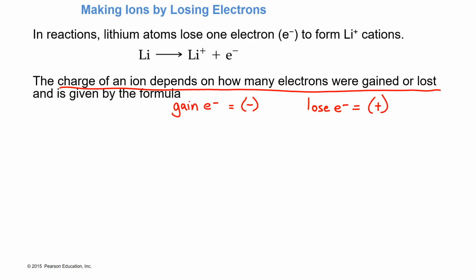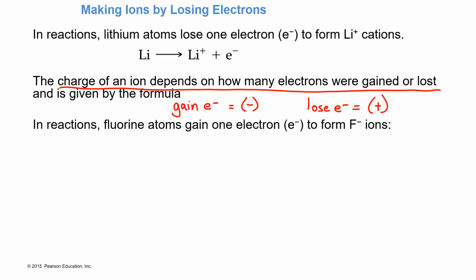So looking at another example, if I want to create an ion from fluorine, fluorine wants to gain an electron to get to 8. So fluorine is going to form a -1. Fluorine is going to take on an electron and become a -1 charge.